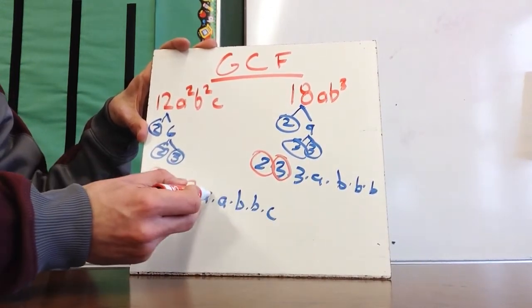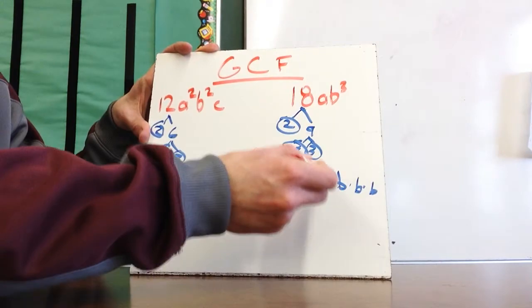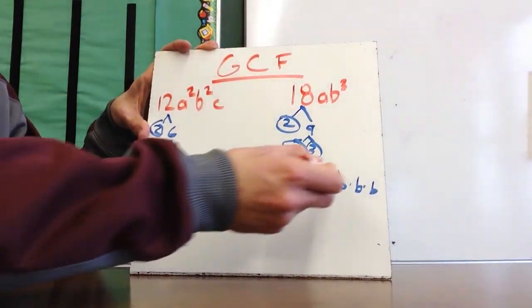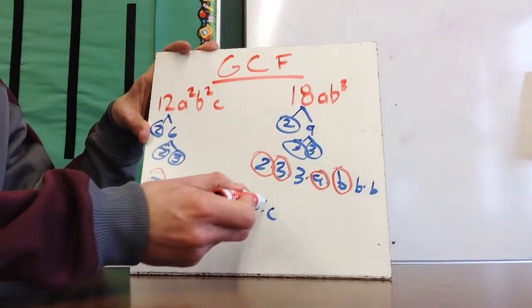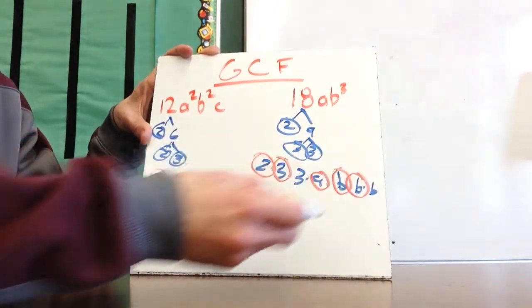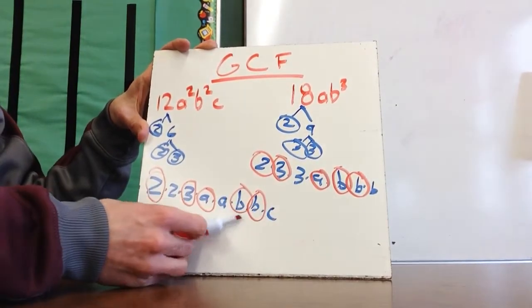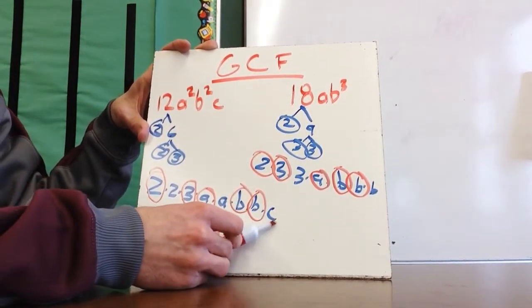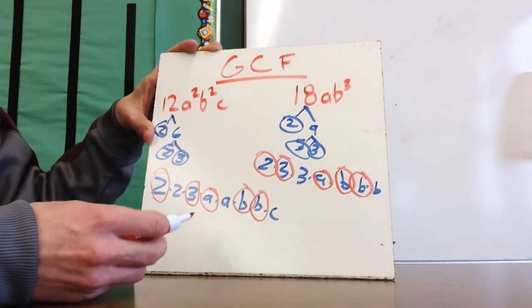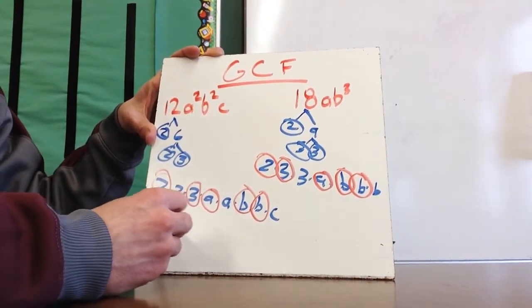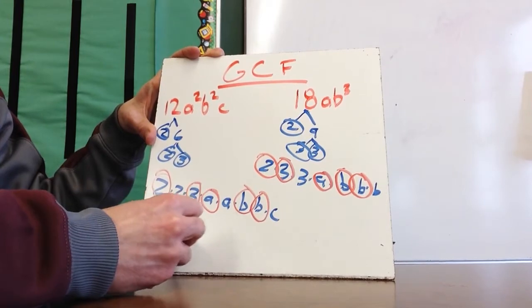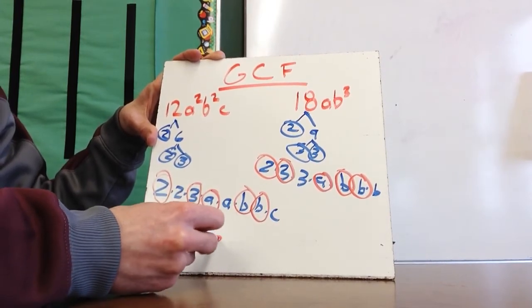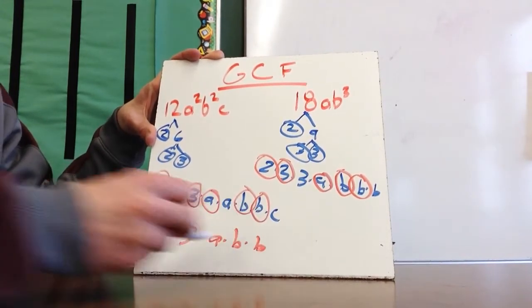And then I know that here's an A and an A. This has a B and a B, and then there is another B and B in common. So you'll notice this one has a third B, but there is not a third B over here. And this one has a C, and there is not a C over here. So in common, they have 2 times 3 times A times B times B.